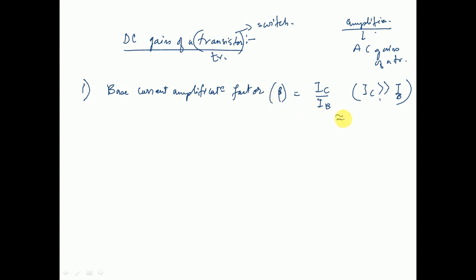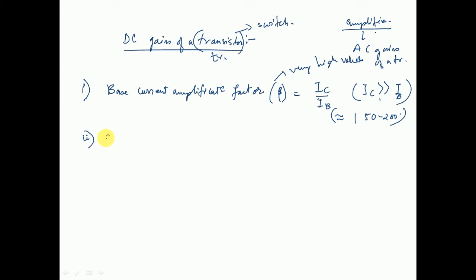Its value sometimes ranges from 150 to 200. Beta has a very high value. And it's a ratio of two currents, so it is dimensionless. I hope you already figured that out.